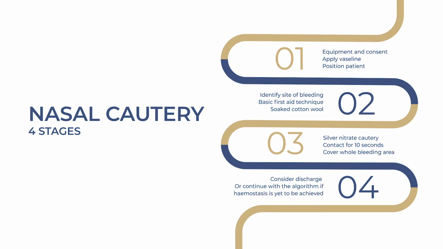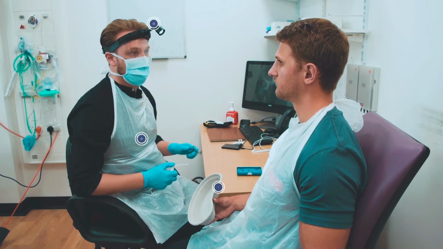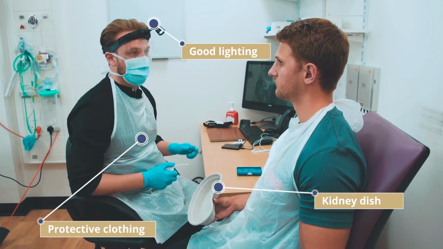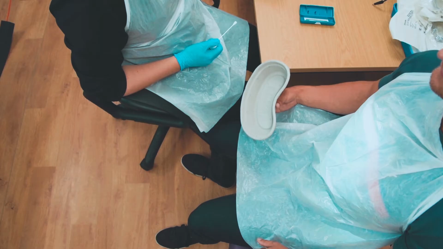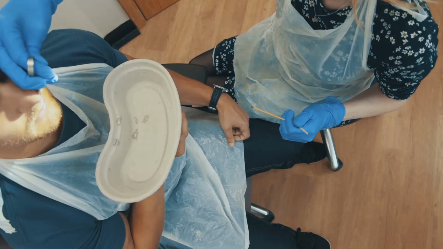There are 4 stages for nasal cautery, shown here for later reference. Anaesthetise the patient if needed. Use a good light source and explain the procedure to the patient. Give them a kidney dish and position them correctly. They should be sat upright in a chair and you should be sat close. The positions for both right-handed and left-handed doctors are shown.